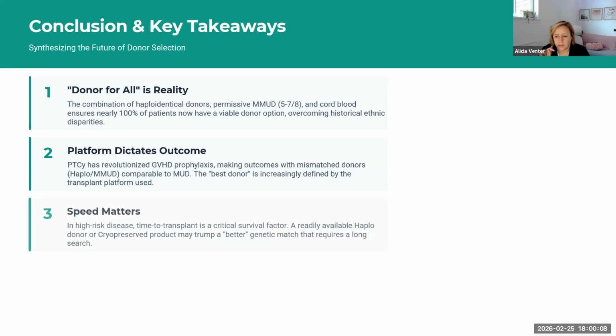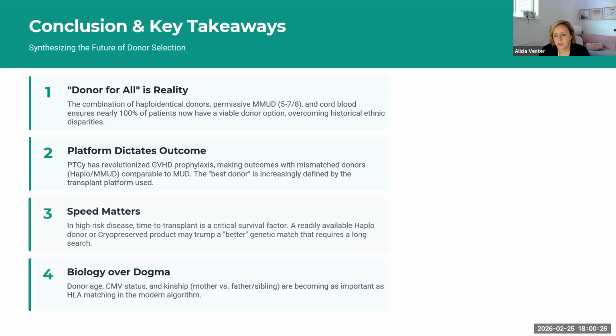That time paradigm is the third one. Speed really matters. In high-risk disease, time to transplant is critical. So don't wait for the perfect donor. Go with the donor that you have, even if that is not what you would traditionally consider the perfect donor.